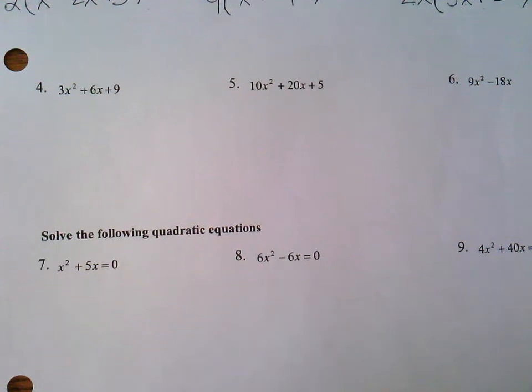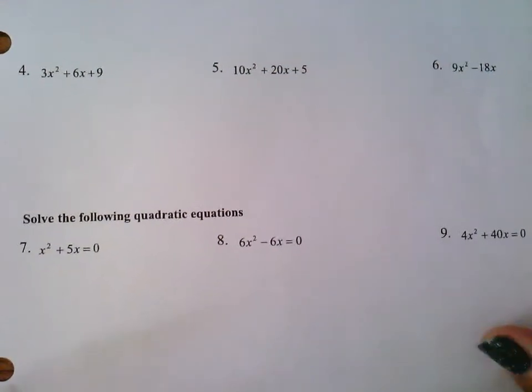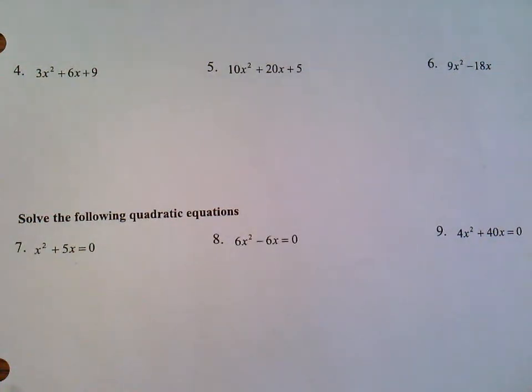So let's just keep doing them together so we kind of get through it. What would you pull out for number 4? 3. Only 3. So why don't you try 4, 5, and 6? And then when we get to 7, 8, and 9, we can do them together. So try 4, 5, and 6.